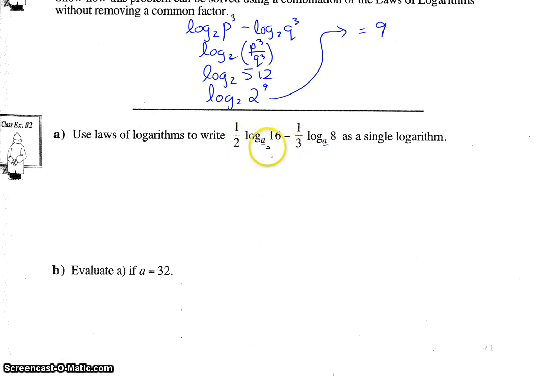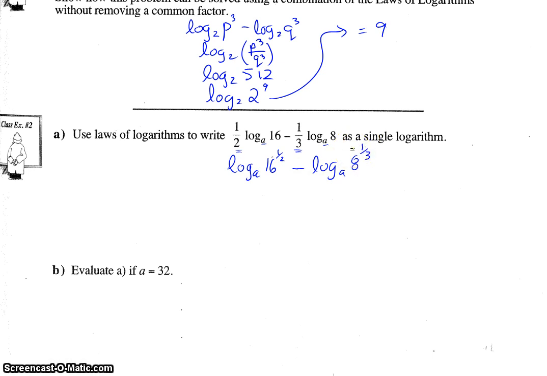So the only thing is to use our quotient law here, we're subtracting 2 logs, we can't really have these coefficients in front. So what we're going to have to do is move those back into the exponent. So it's going to become log base A of 16 to the exponent of 1/2 minus, and then this one would become log base A of 8 to the exponent of 1/3.